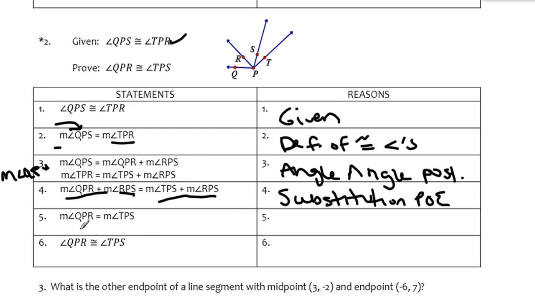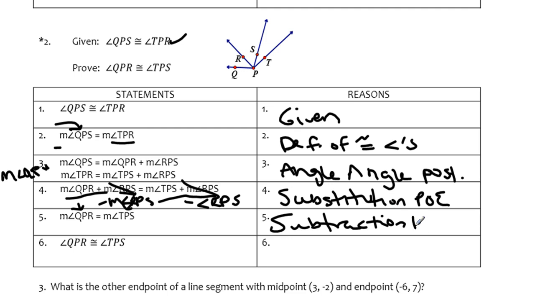All right, down here, QPR has stayed, RPS is gone. TPS has stayed, RPS is gone. The only way to get rid of the same thing from both sides of an equation is to subtract RPS from both sides of the equation. So that's our subtraction property. And then the last one says that measure of angle QPR equals the measure of angle TPS, and then we say QPR is congruent to TPS. Well, the equal sign has turned into a congruent symbol, the m is gone, and that's the definition of congruent angles. It says that angles whose measures are equal are congruent.